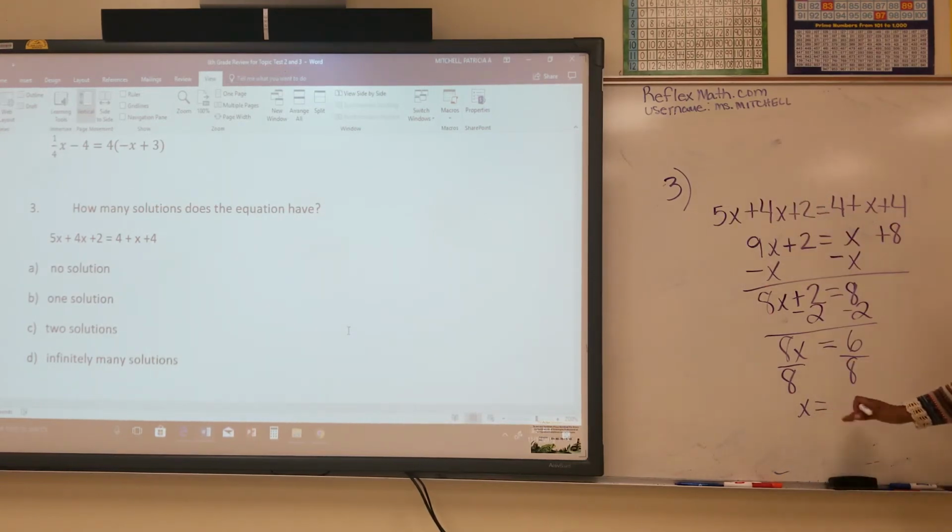We actually have x equals 6 over 8, and if we keep going, 2 goes into 6 3 times, 2 goes into 8 4 times, and now you have x is equal to 3/4. So therefore, you have one solution. So the answer would be B. So please pause the video, take notes, and then press play when you're ready to continue.